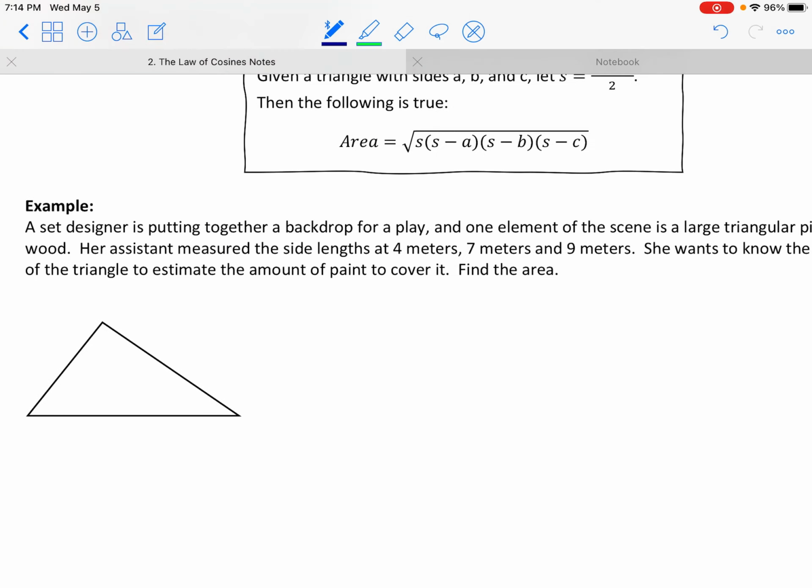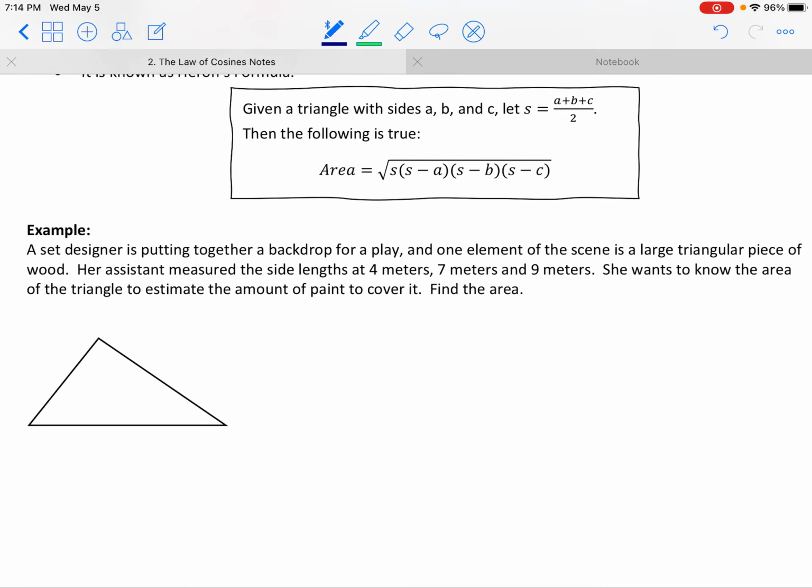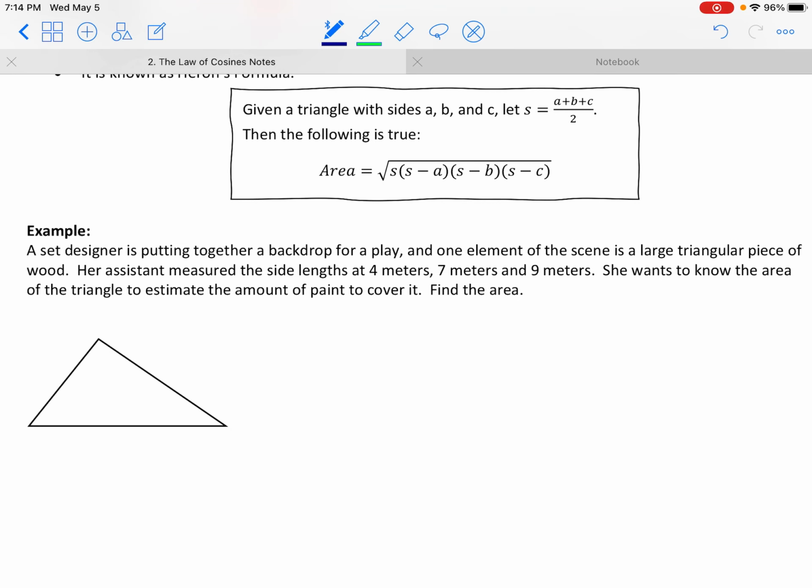So let's try it out. One quick example here. A set designer is putting together a backdrop for a play, and one element of the scene is a large triangular piece of wood. Her assistant measured the side lengths at 4 meters, 7 meters, and 9 meters, but she wants to know the area of the triangle to estimate the amount of paint needed to cover it. So we're going to find the area. We've got side lengths of 4, 7, and 9. Not that we needed the picture there, but there it is.